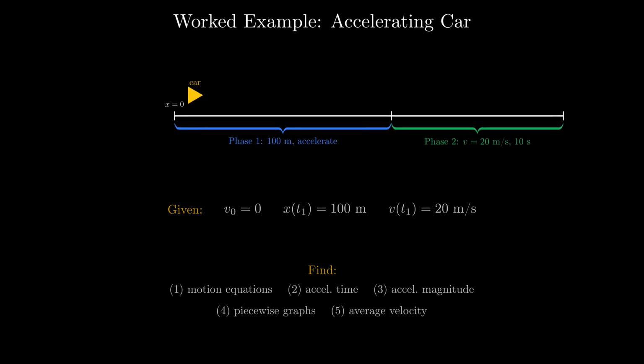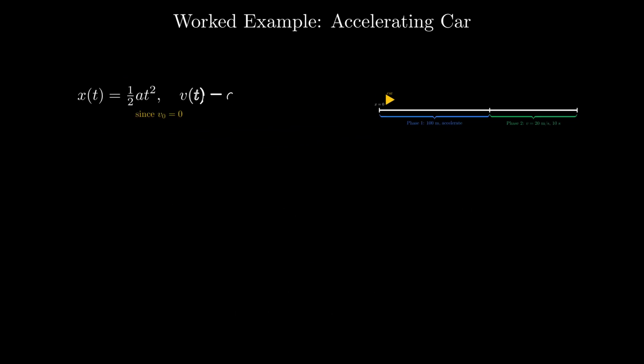average velocity. Since v0 is 0, the equations simplify to x of t equals 1/2 a times t squared, and v of t equals a times t. Let t1 be the moment when the car stops accelerating. At t1, the position is 100 meters and the velocity is 20 meters per second.